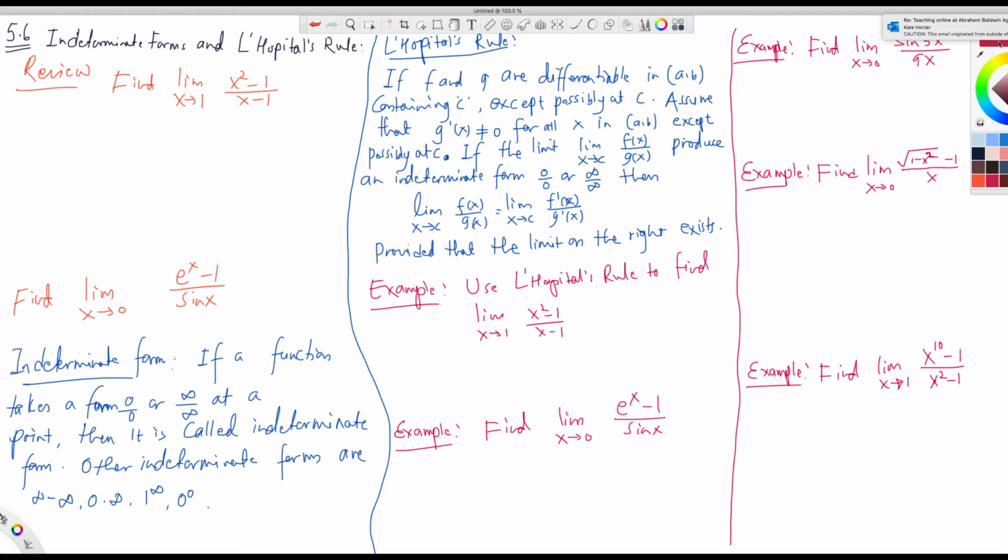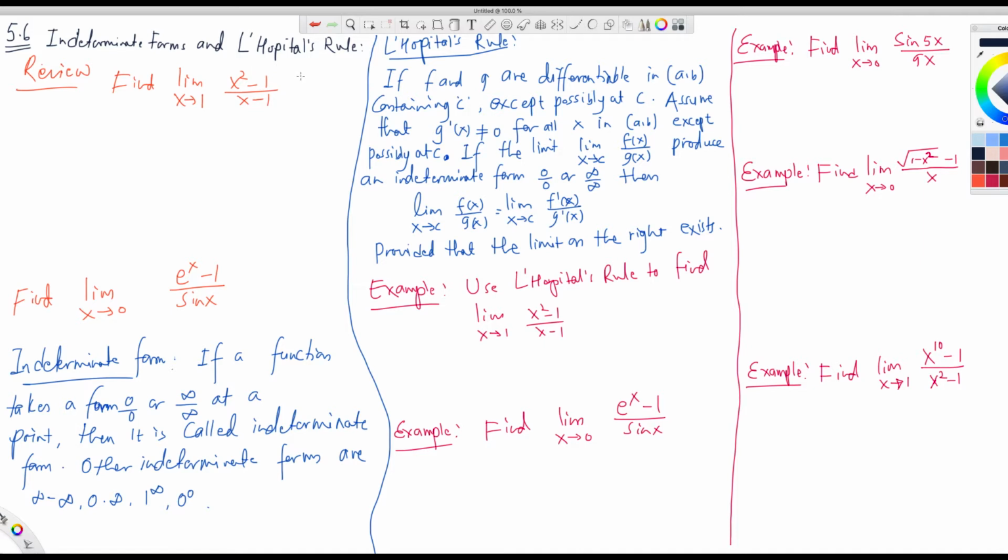In this video, we'll talk about the indeterminate forms and L'Hopital's rule, which is given in section 5.6 from the book. Okay, so you remember how we found the limit of this function? The first thing we do is plug in the limit directly, right? If you plug in the limit, what do you get?